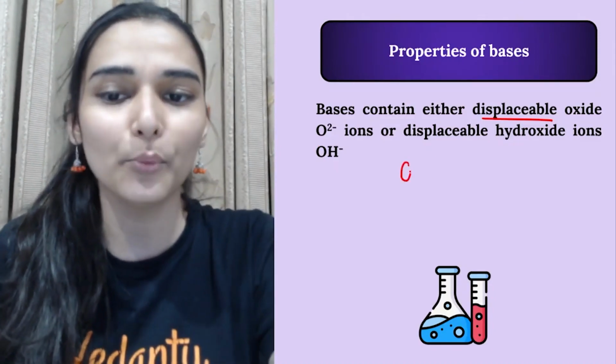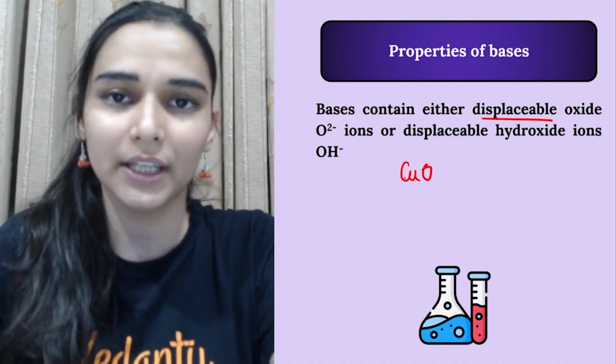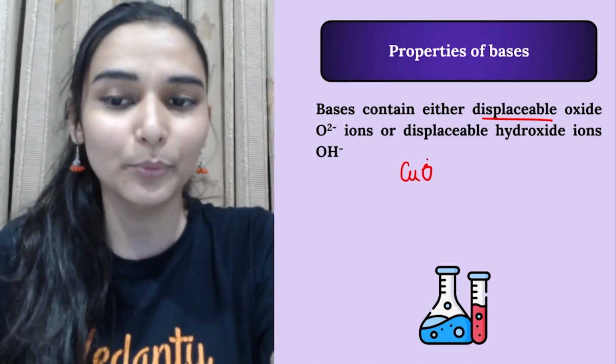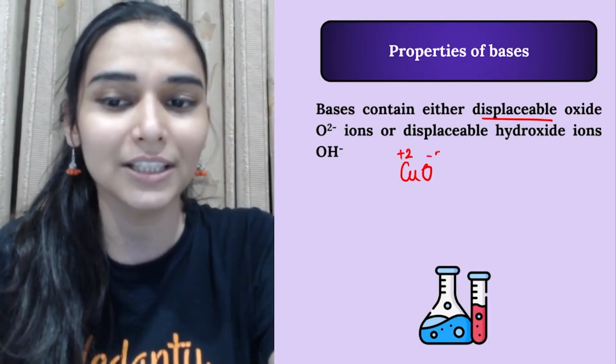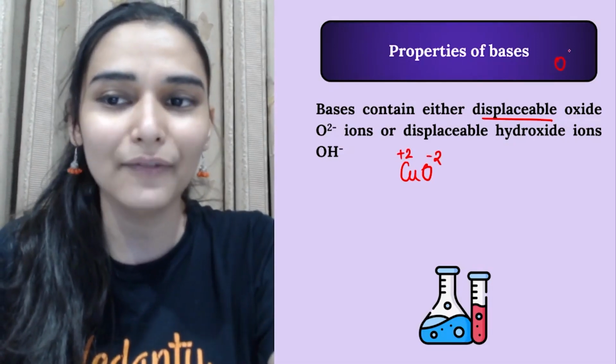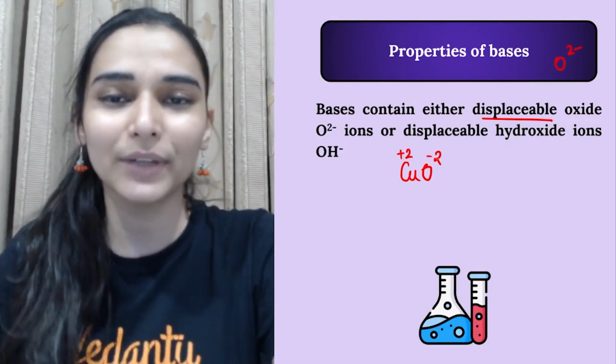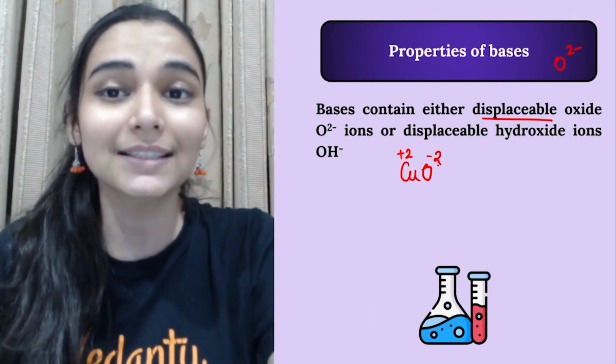Like copper oxide, if you talk about it, okay? So copper oxide is a base and it is having copper in +2 oxidation state, oxygen in -2. So they have oxide ion. O2 negative ion is there. Okay, and this is displaceable.